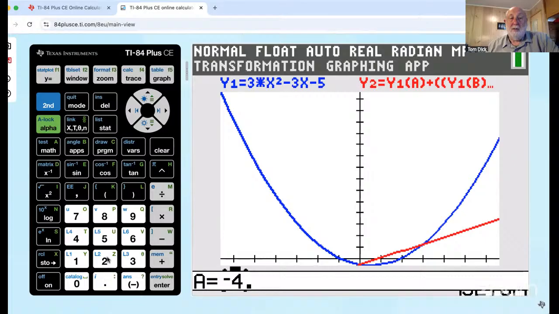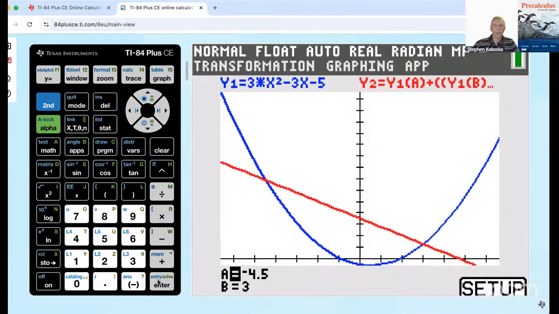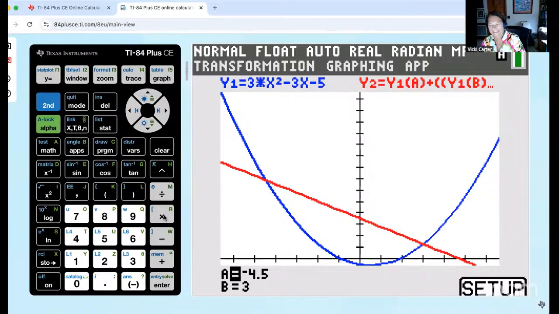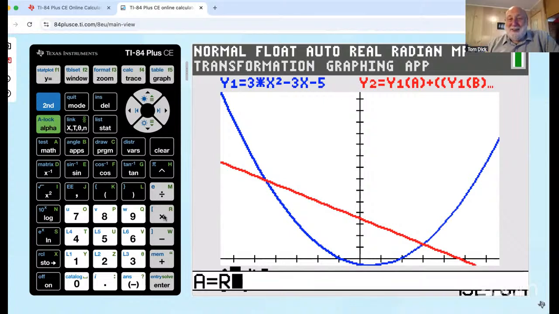-4.5? Is that what you said? Yes. Boom. There it is. Okay. Hey, I'm wondering if I could put in R. Ooh. I'm not sure. Okay. I'm working without a net here. I'm not sure. You know what?